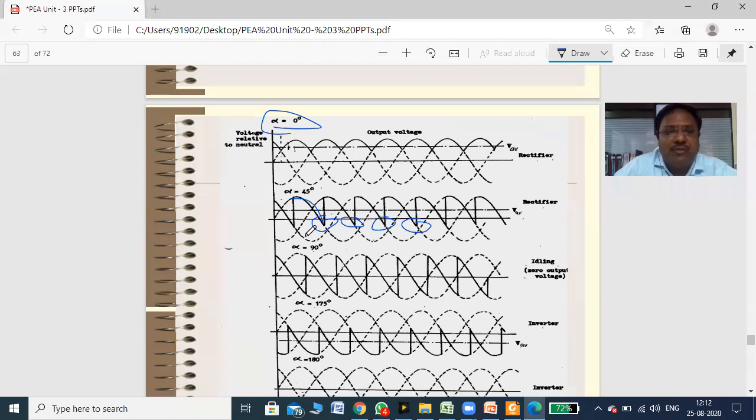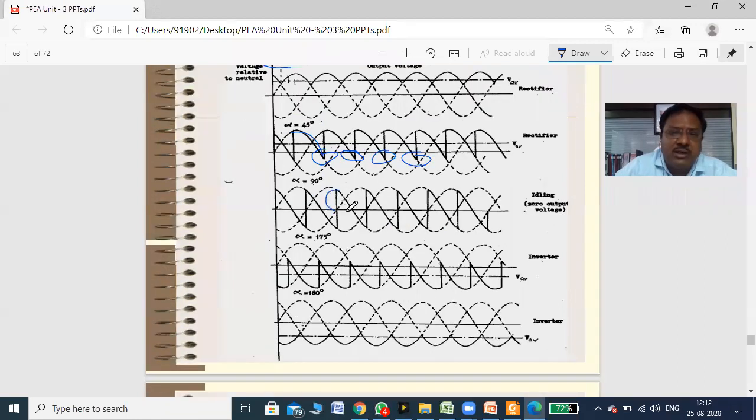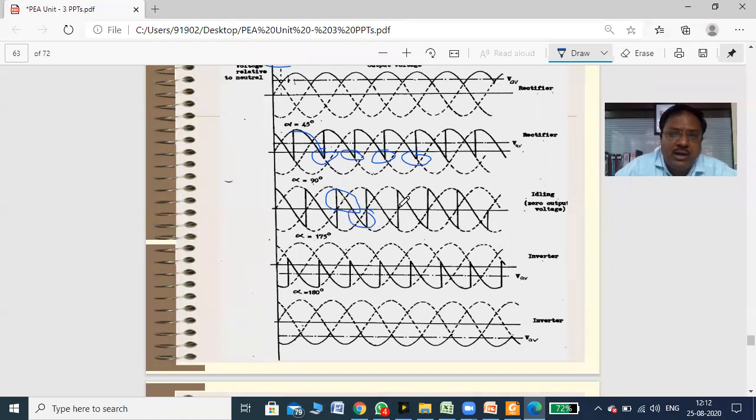Now see here, if alpha is 90, you can see here the positive part and negative part look the same, right? So this time the output voltage is ideally 0. If the positive and negative parts are both the same, the positive cancels the negative, and that time you will get an output voltage equal to 0, right?